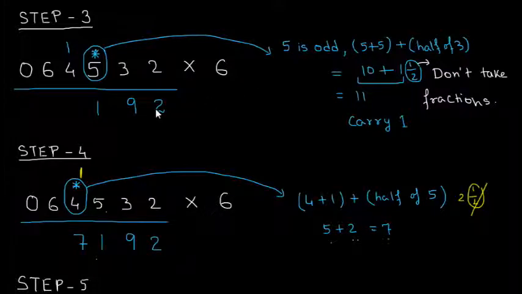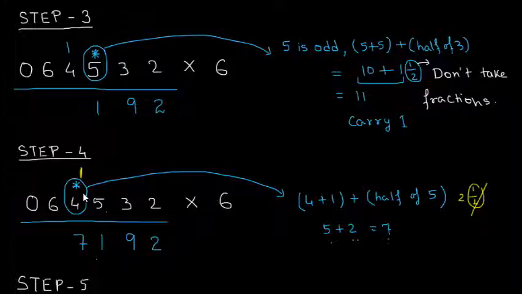For the next number 5, 5 is an odd number, so I'll add 5 on our own, and half of its right hand side number, that is 3. Half of 3 is 1 and a half, we don't take the fractional part, we take the whole number part, so we take 1. So 10 plus 1 is 11. That is, we'll put 1 here, 1 in carry.